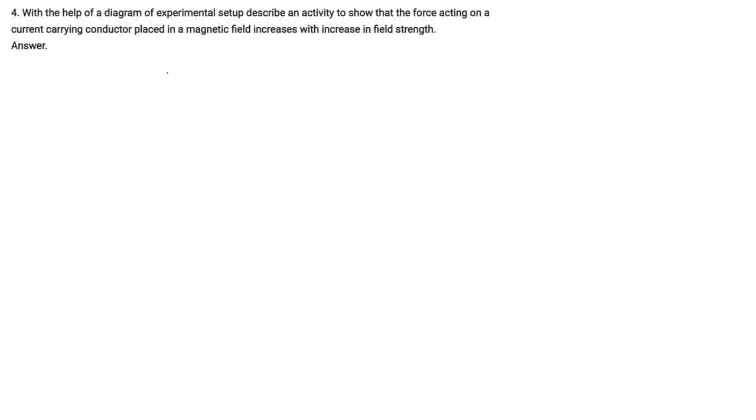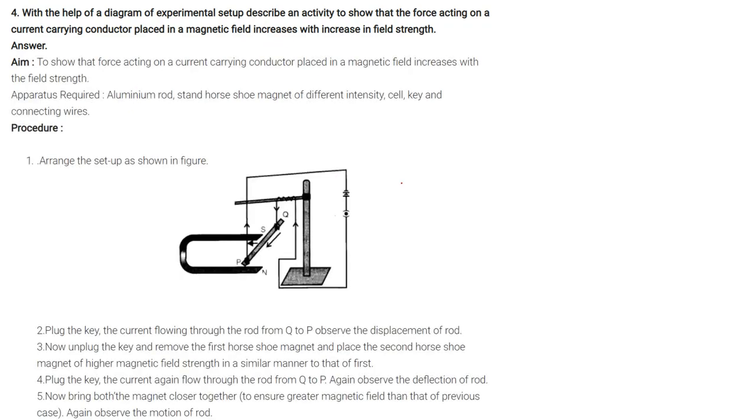With the help of a diagram of experimental setup, describe an activity to show that the force acting on a current carrying conductor placed in magnetic field increases with increase in field strength. So what we have to do is show that force acting on a current carrying conductor which is placed in magnetic field increases with the field strength. What apparatus we would require is aluminum rod, stand, horseshoe magnet of different intensity, cell, key and connecting wires.